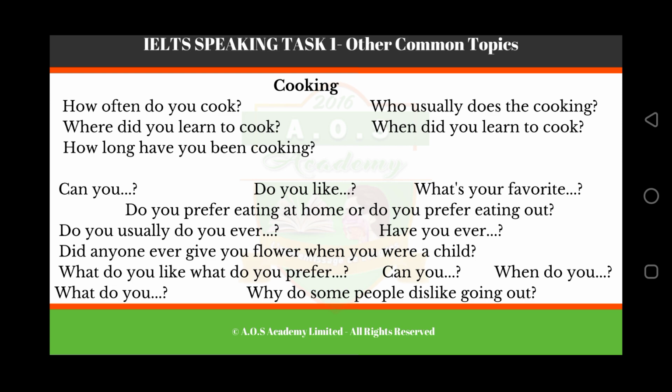One is the can you question. It's very common to get this for any topic. Can you cook? Can you swim? Can you dance? Can you eat? And so on and so forth. You need to answer yes, I can, or no, I can't, and add some more information.